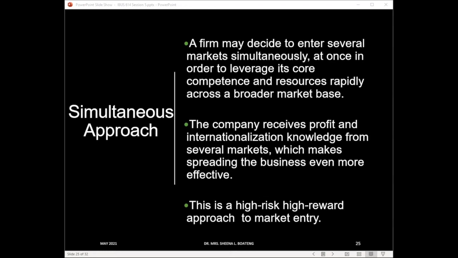The only problem with the simultaneous approach is that compared to the incremental approach, it is more high risk, because if you're operating in more than one market at a time, and things don't necessarily go well in more than one of these markets, it can largely affect your operations, such that you may have to pull out of some of these markets, and it may be difficult for you as a firm to return to operating in these markets. So even though the simultaneous approach is highly desirable, especially for firms that have competencies and resources to successfully pull it off, it is a high risk approach.